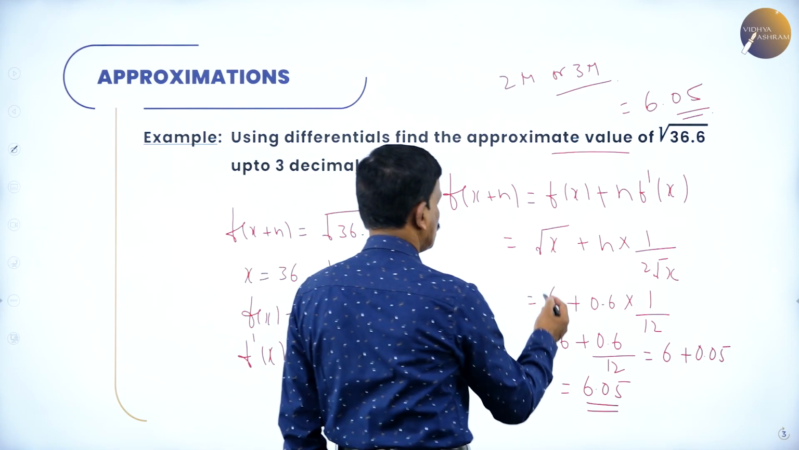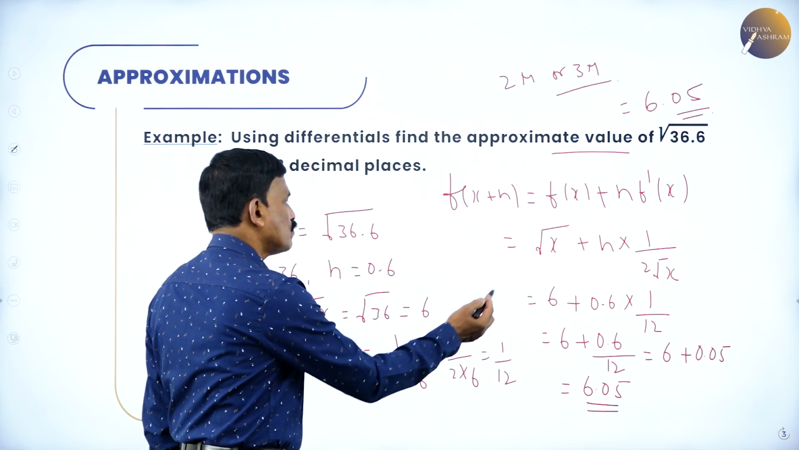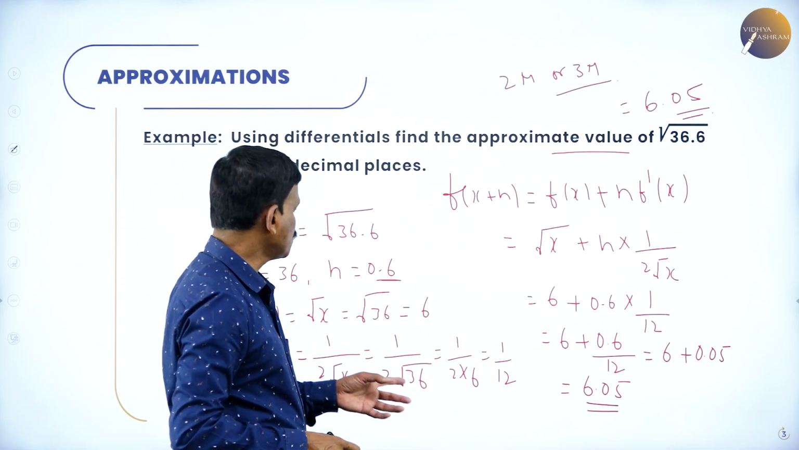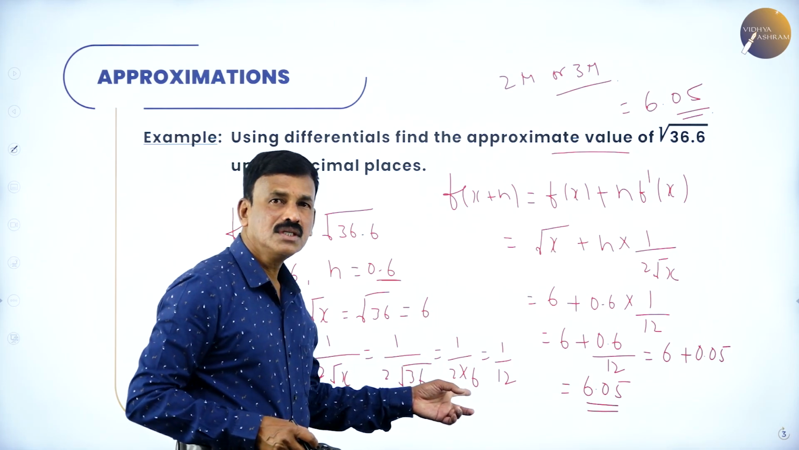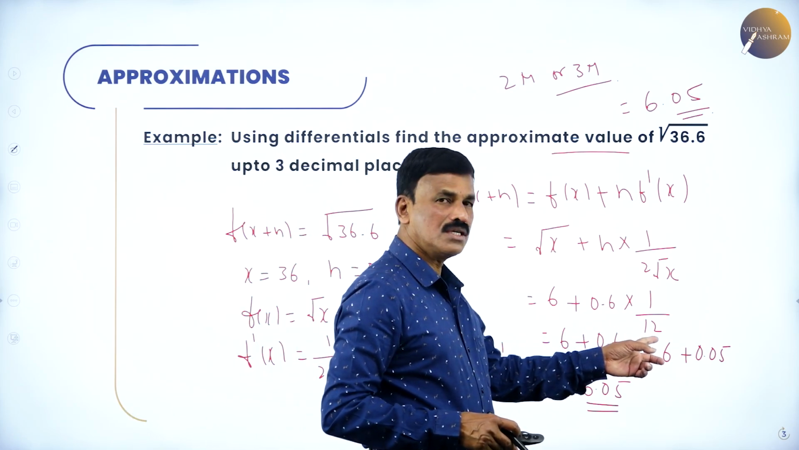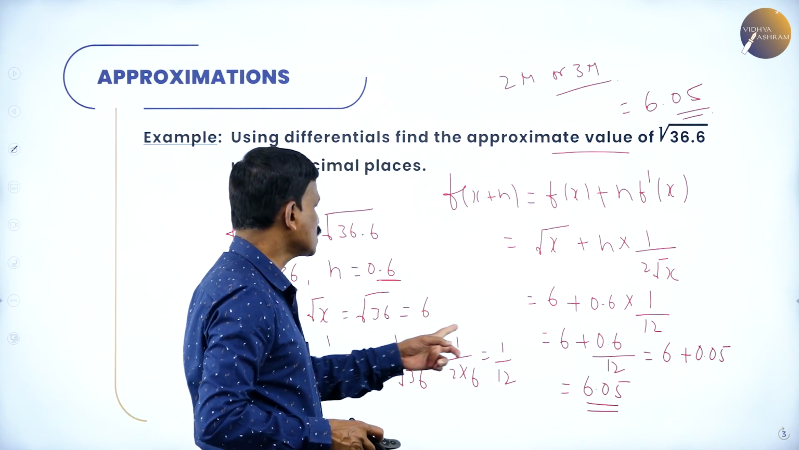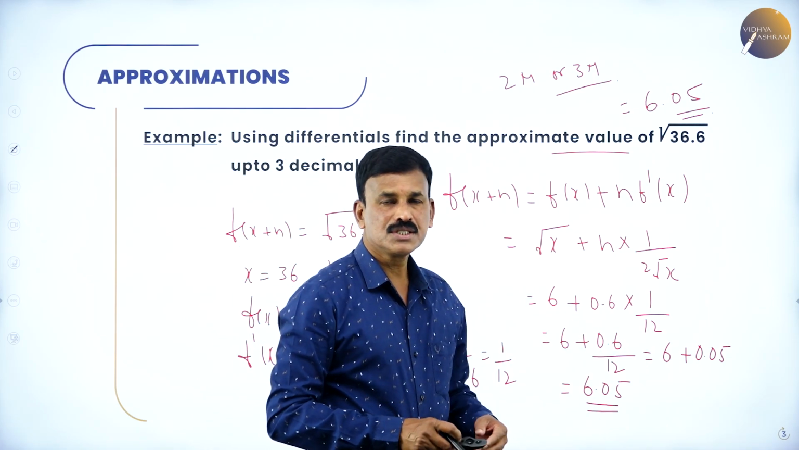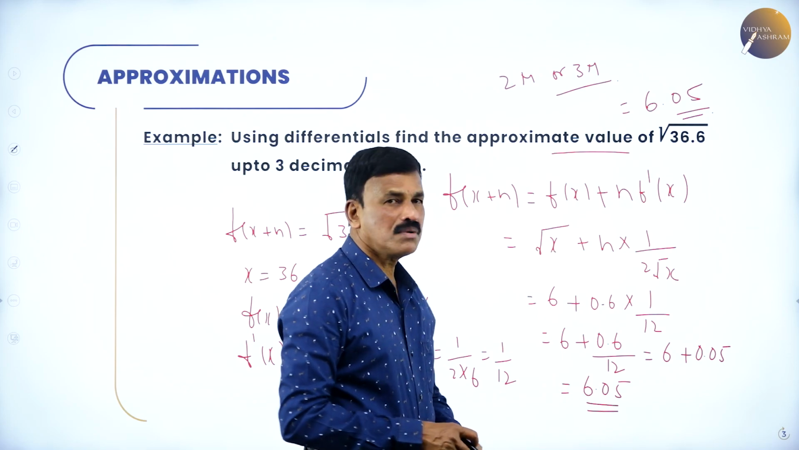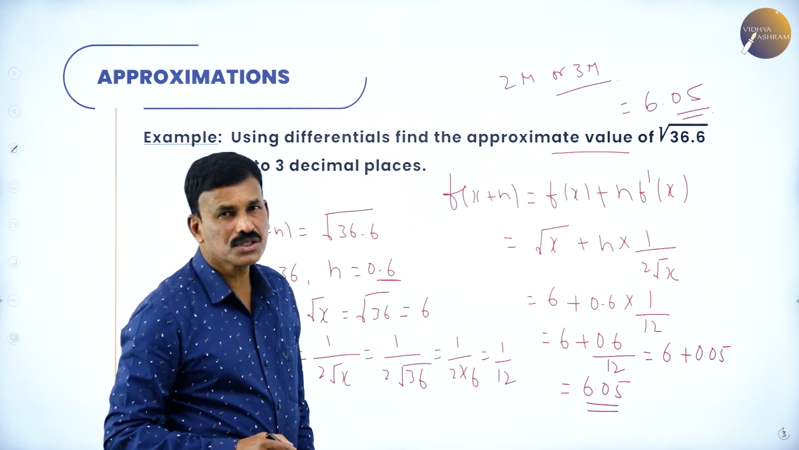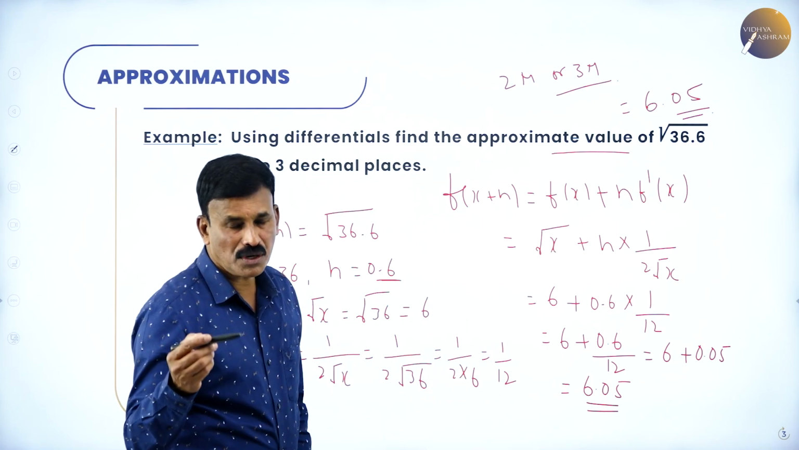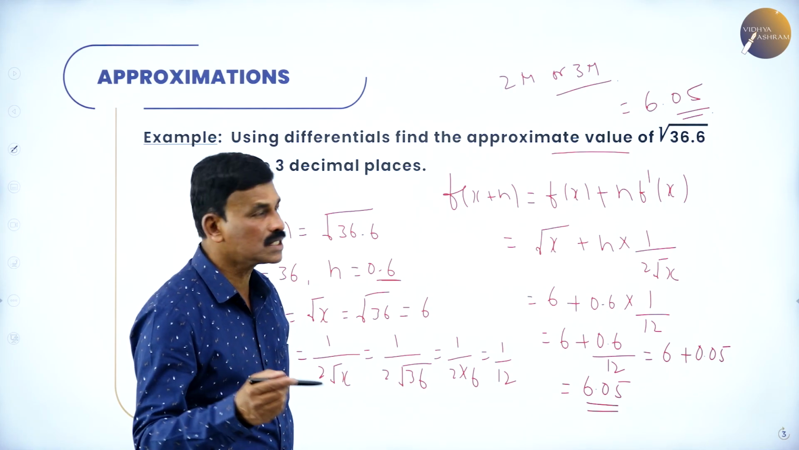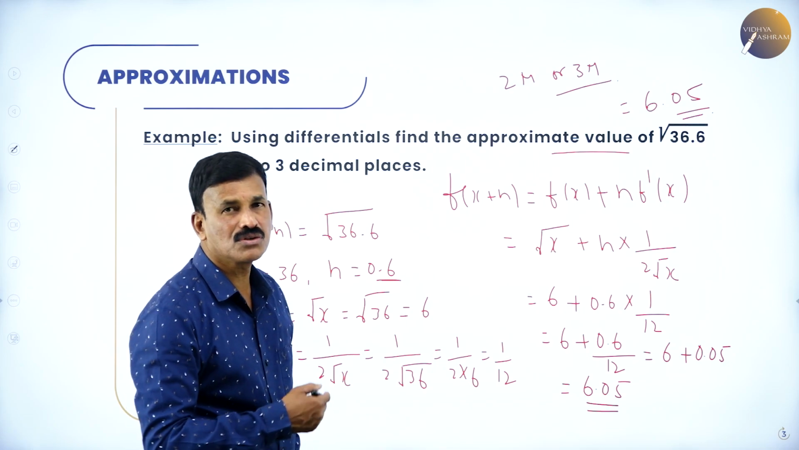Root x is nothing but the square root of 36, which is 6, plus h, which is 0.6, into 1 over 2 into root x. Root x is root of 36, that is 6, so 2 into 6 is 12. So straight away substitute 6 here: 6 plus 0.6 into 1 by 12, that is 0.6 by 12, which is 0.05. 6 plus 0.05 is equal to 6.05. So therefore, the approximate value of square root of 36.6 is equal to 6.05.